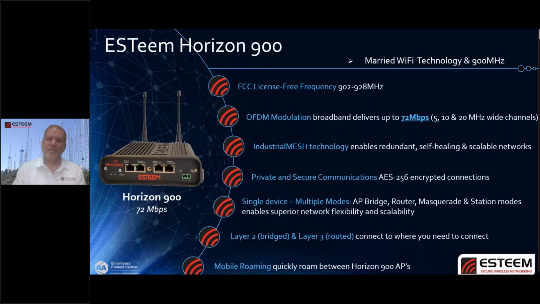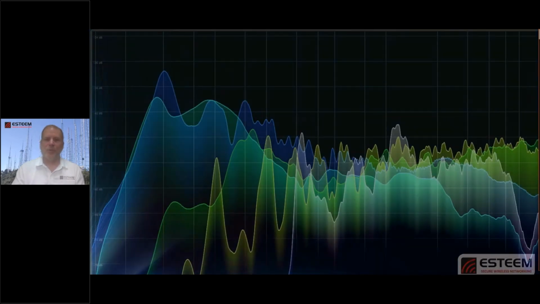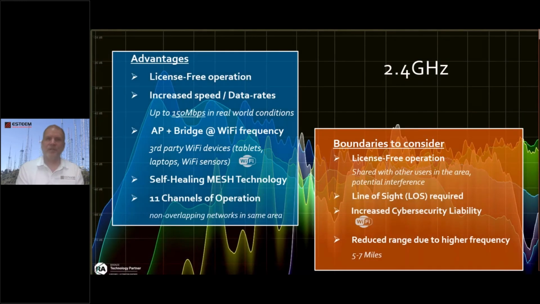So let's shift gears now and take a look at the 2.4 gigahertz. This is your traditional Wi-Fi, or what started off in the Wi-Fi world. It's the same technology that's used in your home router. Again, it's license free, but now we can start going even faster. We can get increased data rates, up to 150 megabits in real-world conditions, because that 20 megahertz channel can now be 40 megahertz. So ultimately we can push twice as much data through this.